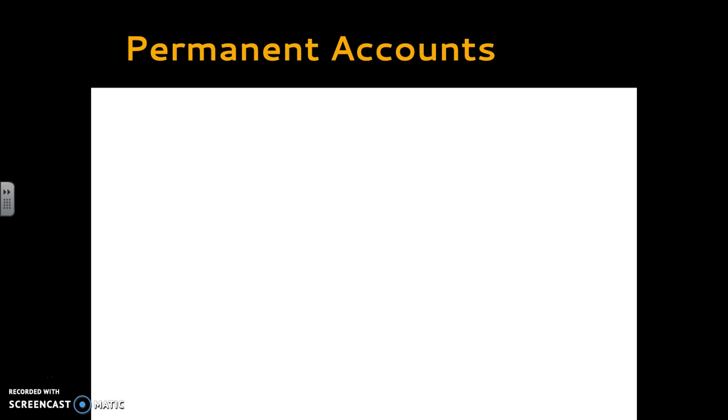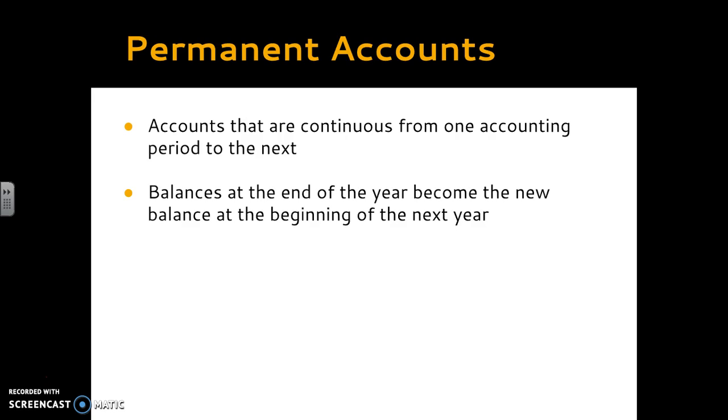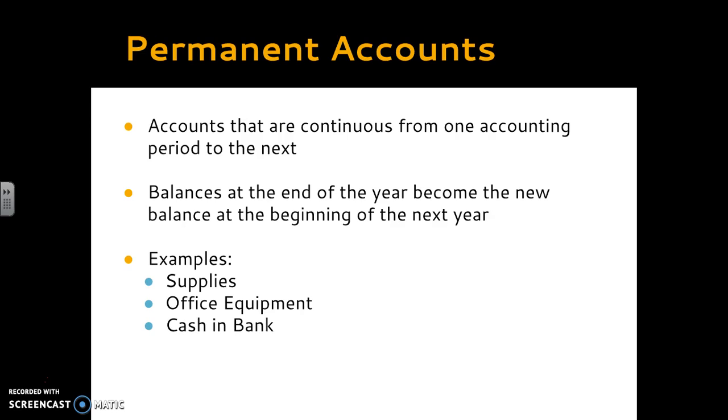Permanent accounts are accounts that do not get zeroed out at the end of an accounting period. These accounts are continuous from one accounting period to the next, which means the balances carry over from each accounting period. Balances at the end of the year become the new balance at the beginning of the next year. Examples of permanent accounts are supplies, an asset account; equipment, an asset account; and cash in bank, also an asset account.